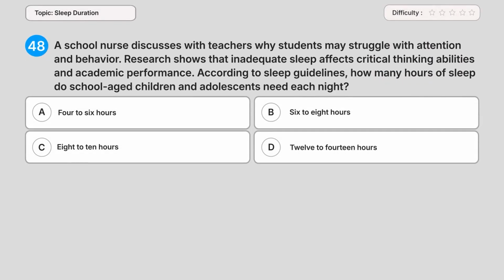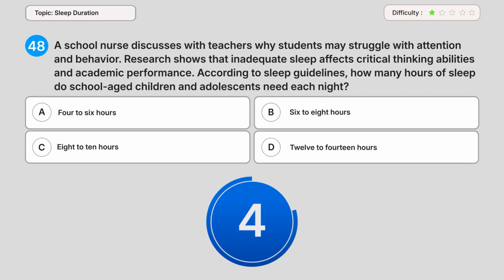48. A school nurse discusses with teachers why students may struggle with attention and behaviour. Research shows that inadequate sleep affects critical thinking abilities and academic performance. According to sleep guidelines, how many hours of sleep do school-aged children and adolescents need each night? A. 4 to 6 hours. B. 6 to 8 hours. C. 8 to 10 hours. D. 12 to 14 hours.